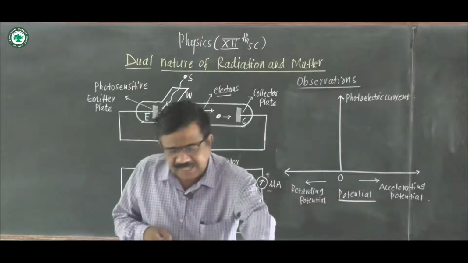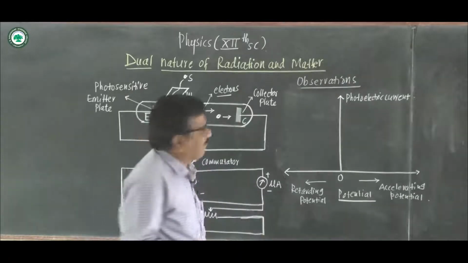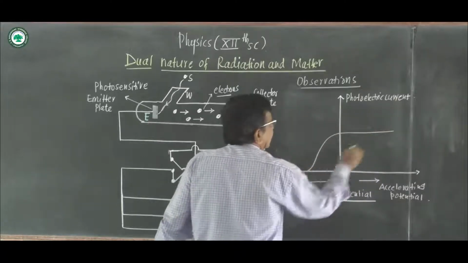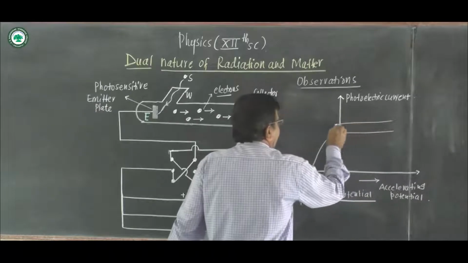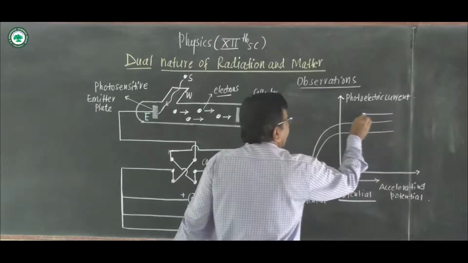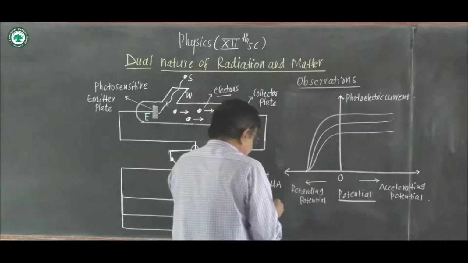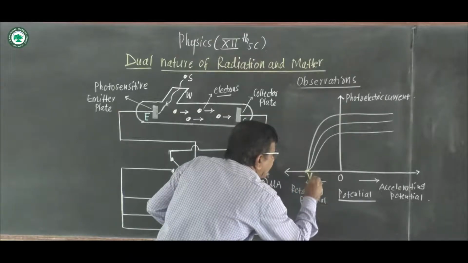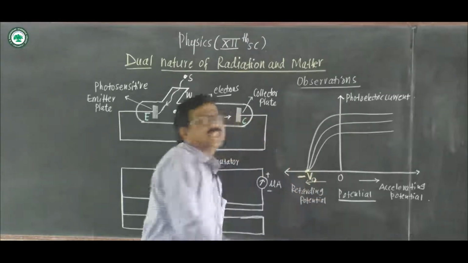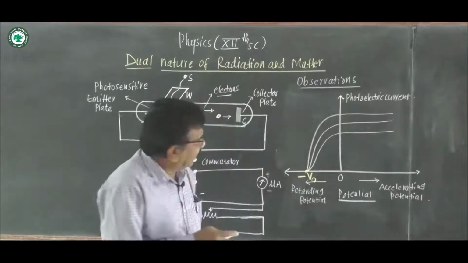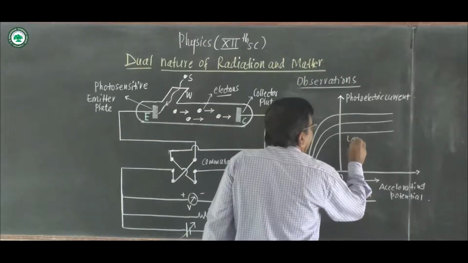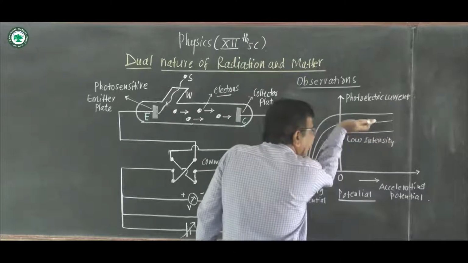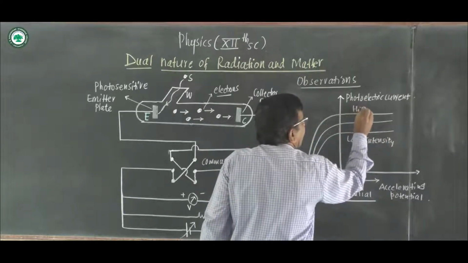Then we plot the graph, and we get different graphs like this for different intensities, and then we explain these graphs one by one. This is minus V0. This collector potential is minus V0. It is called the stopping potential, minus V0. Then this is the graph for low intensity. Intensity increases, and the last graph is for high intensity.